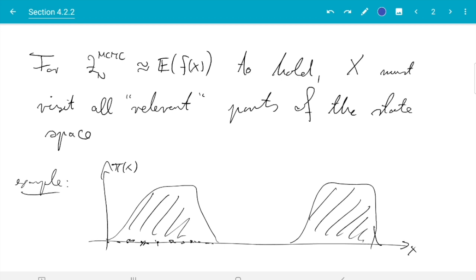So this is one of the challenges if you use Markov chain Monte Carlo estimates. You need to understand a bit about your target distribution pi, so you need to understand a bit about this x, in order to make sure your Markov chain does the right thing.